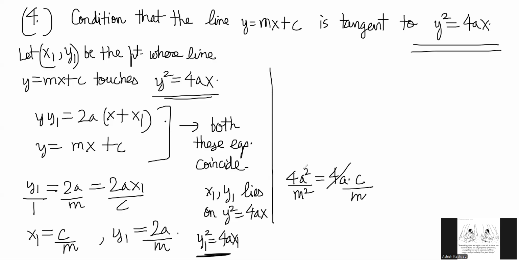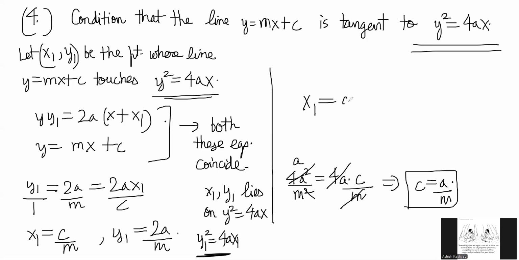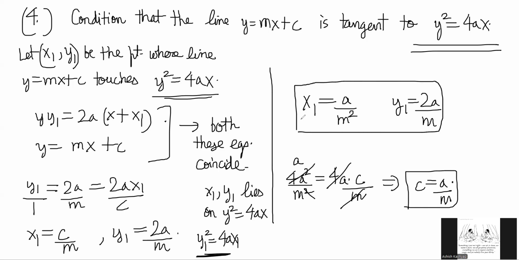From here, 4a gets cancelled and m gets cancelled and we get the condition c is equal to a by m. So if c is equal to a by m, the point of tangency x1 becomes a by m square and y1 becomes 2a by m. So what we are getting is the condition that the line is tangent to the parabola. The condition is c is equal to a by m and the point of tangency is a by m square comma 2a by m. This is the point where the line y is equal to mx plus c will touch the parabola.